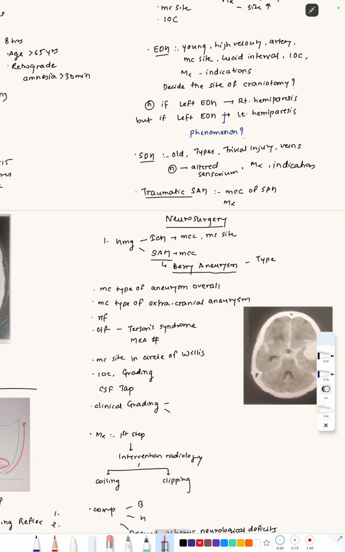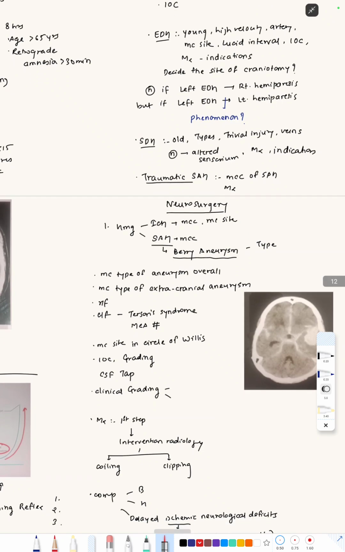Then the clinical feature, it will have a thunderclap headache or the worst headache of life. Then Terson syndrome, that is subarachnoid hemorrhage along with vitreous hemorrhage. Middle cerebral artery aneurysm will present with retroorbital pain. Then investigation, the most common site in the circle of Willis is at the junction of anterior cerebral artery with anterior communicating artery, or at the level of posterior cerebral artery and posterior communicating artery. The investigation of choice is the non-contrast CT, and over here the grading that is done is called the Fisher grading. CSF tapping can also be done, that shows xanthochromia.